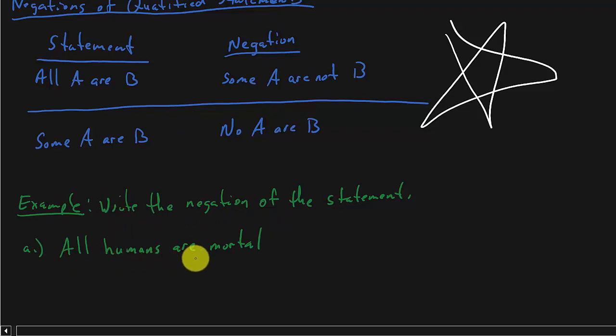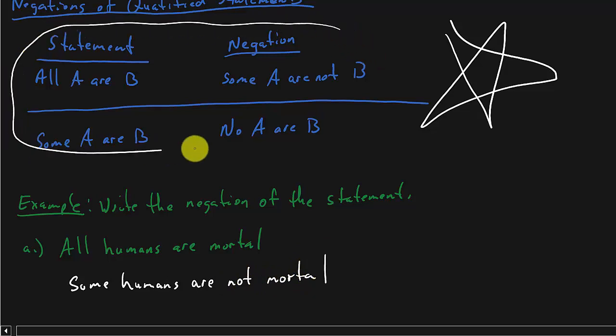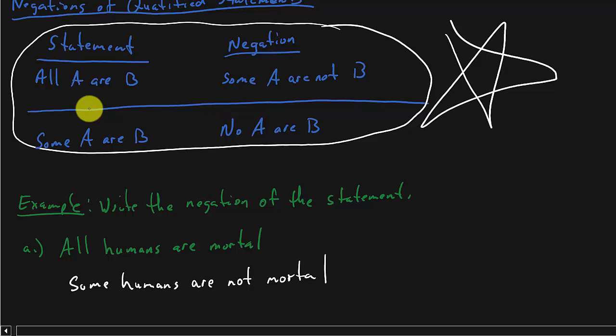All humans are mortal. So that would be what? Some humans are not mortal. So some humans are not mortal. And that's all it is. That's why I said it's really important that you learn that. You need to know that. Okay? And it can go back the other way too. Okay?